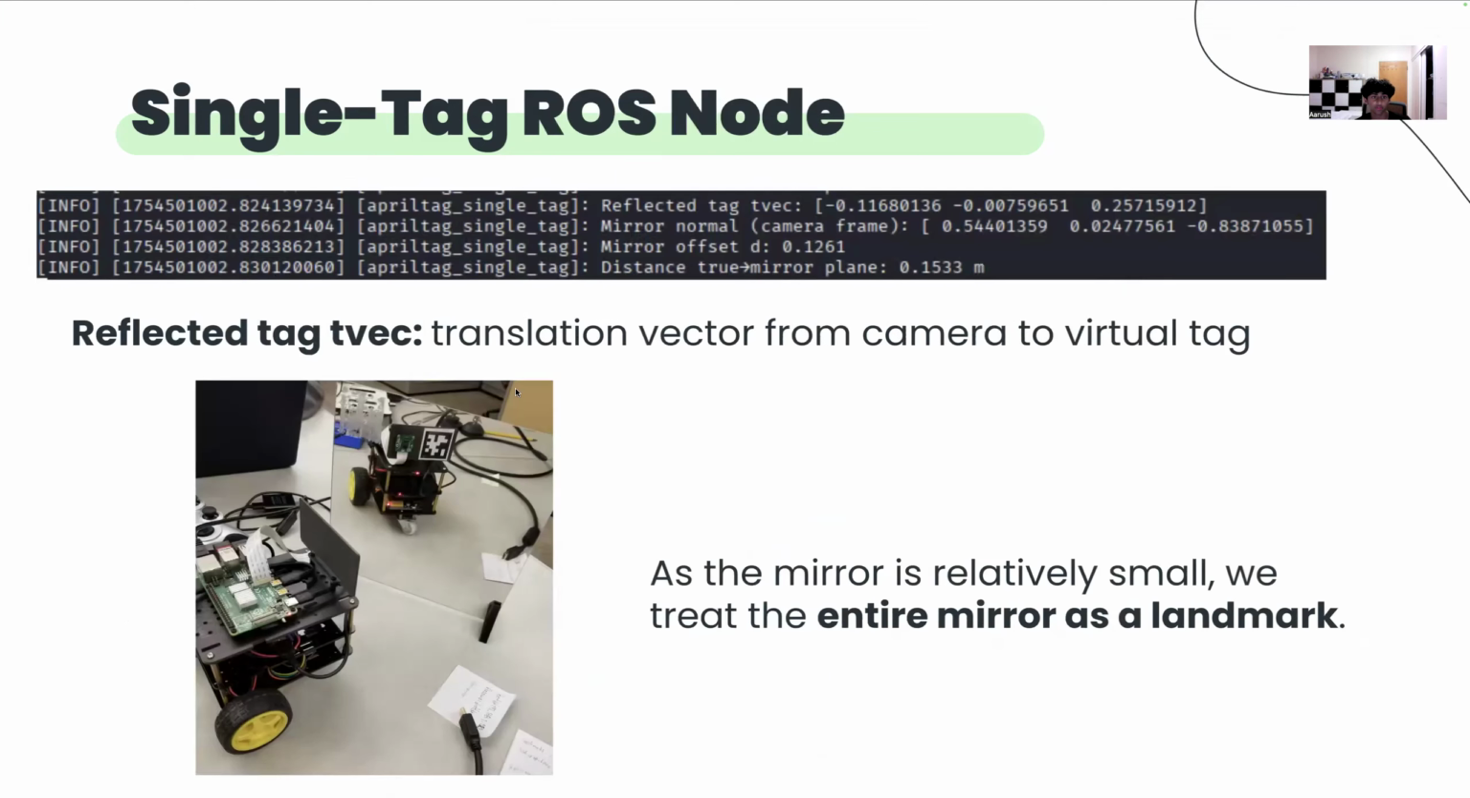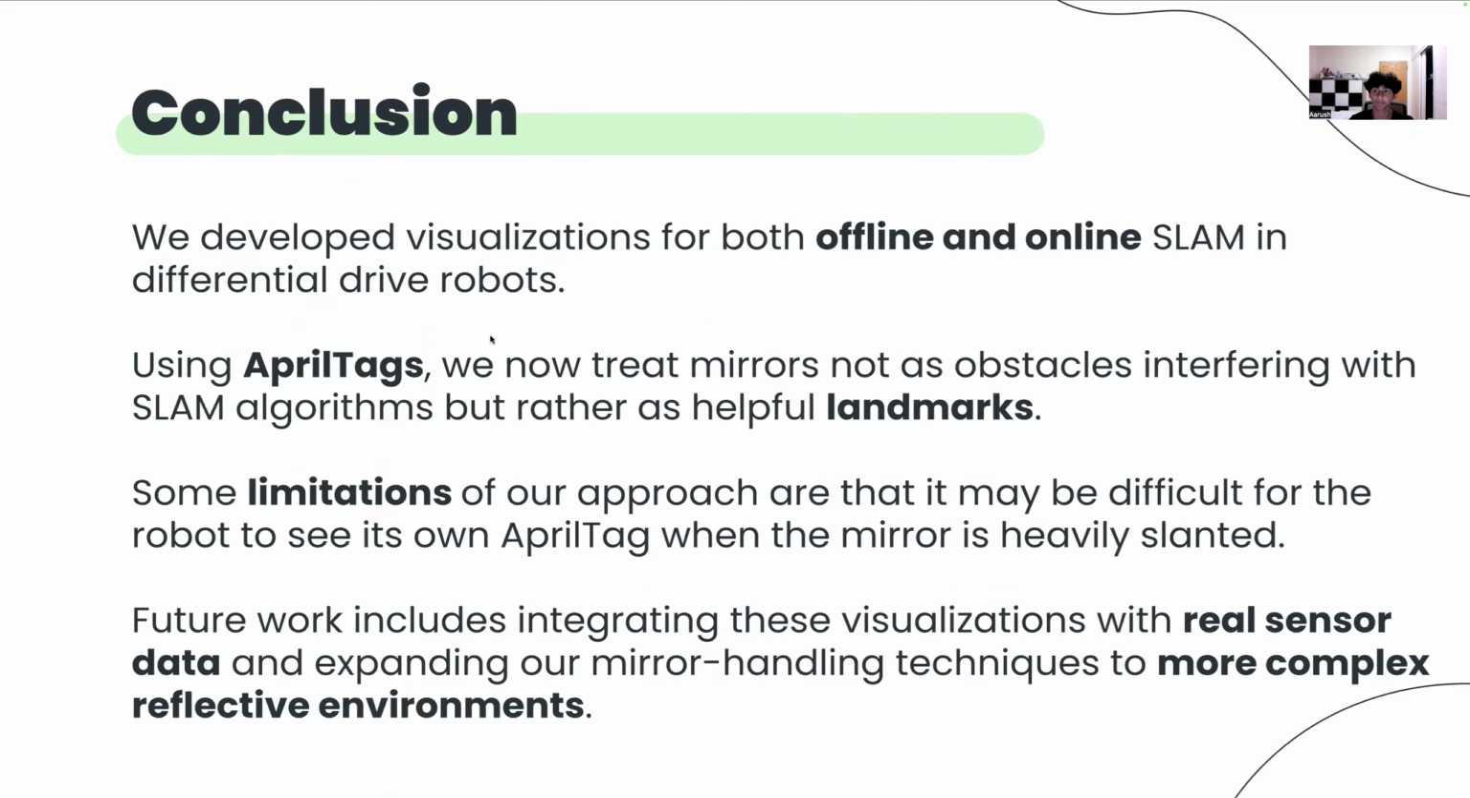Here's the ROS node we use, AprilTag single tag, and these are all the data we got. You can see here, and this is a robot. There's only one AprilTag, and no matter what angle we put the robot at, it can always identify itself at the correct position and treat this as a landmark. So as the mirror is relatively small, we can also treat the entire mirror as a landmark, since now the robot identified itself and it identifies there's a mirror there.